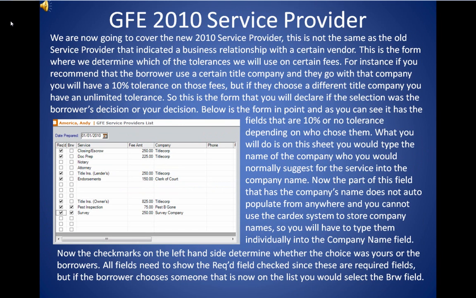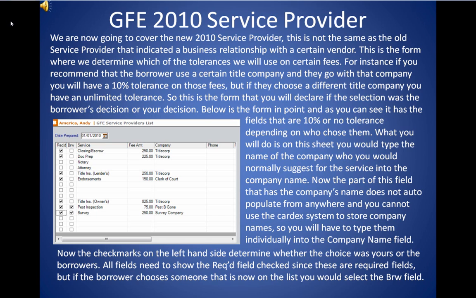This slide covers the new 2010 service provider form that's going to have to be printed out with the new GFE 2010. This does not replace the relationship GFE service provider. This is a completely different form. What this form covers is the suggestions that you have made to the customer regarding companies on services that they have to use in order to get the loan done.